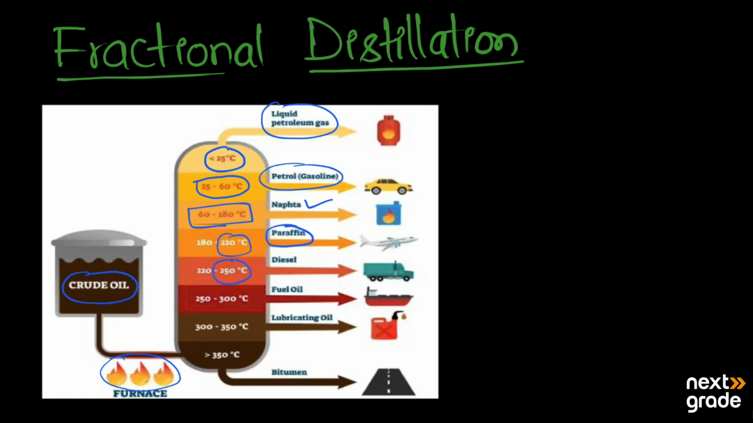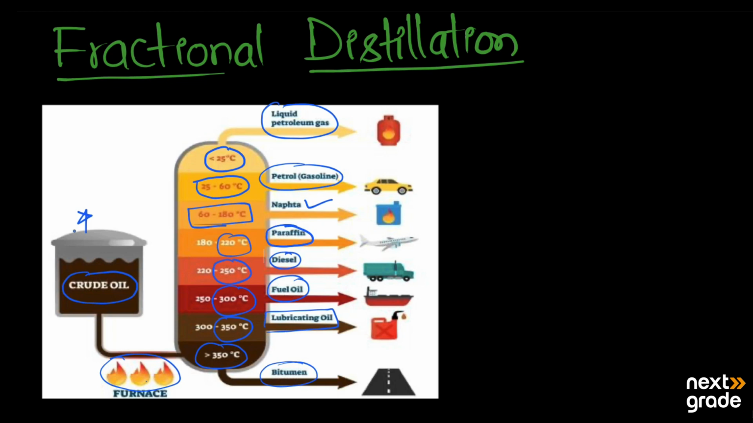At 250 degrees Celsius, we gain the diesel, and when the temperature is 300 degrees Celsius, that is a very high temperature, we gain the fuel oil. At 350 degrees Celsius, we gain the lubricant oil, and when the temperature is above 350 degrees Celsius, we gain the bitumen, which is the last fraction of the fractional distillation that is done on the crude oil.